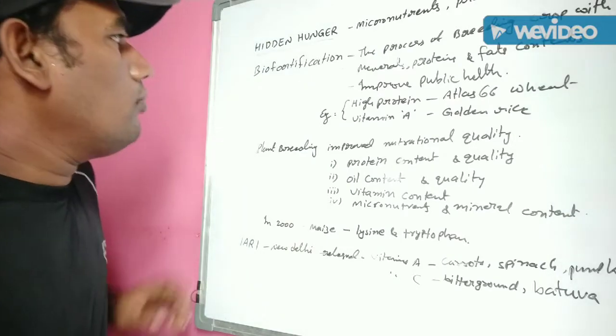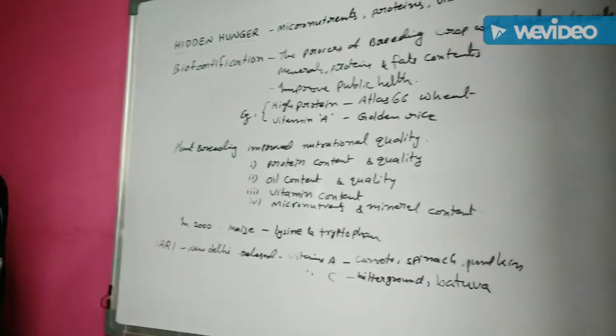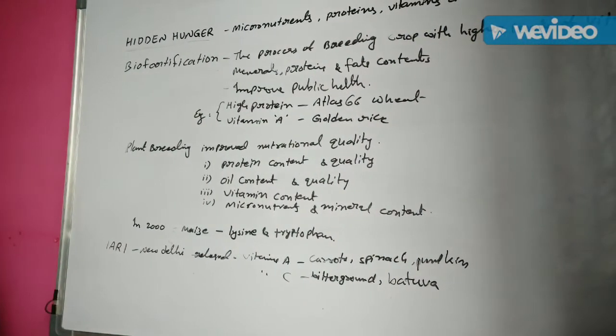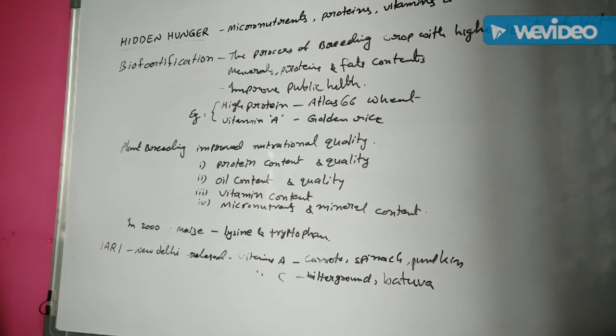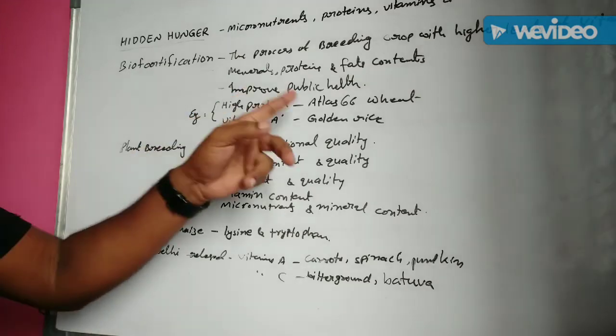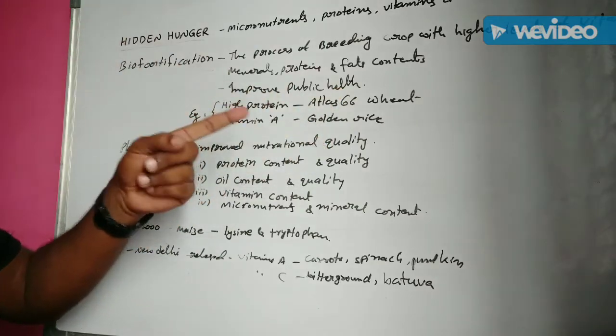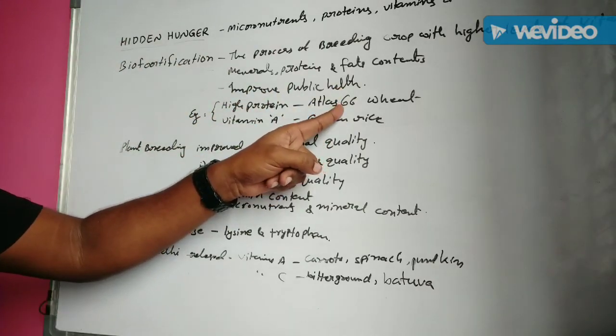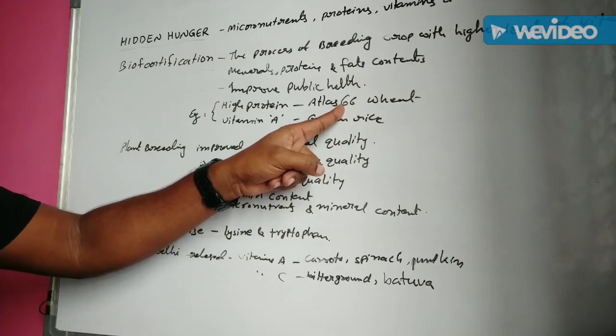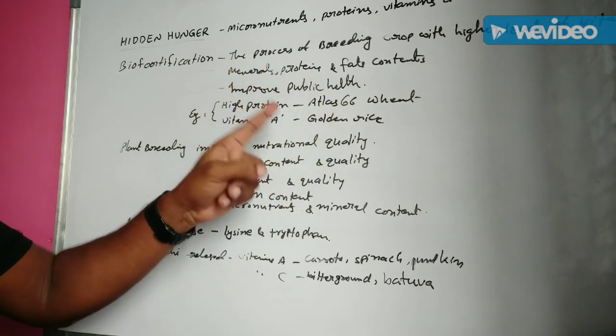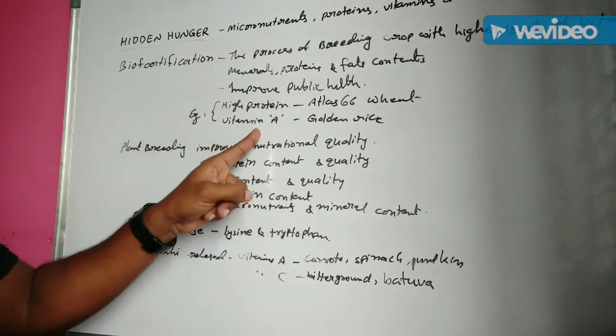Next one, biofortification means what? Biofortification means the process of breeding crops with a higher level of vitamins, minerals, proteins and fats. This biofortification is employed in providing public health. A wheat variety known as Atlas 66, having high protein content in comparison to existing wheat, is one example of biofortification. Another one, golden rice.